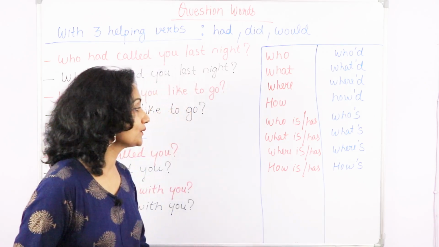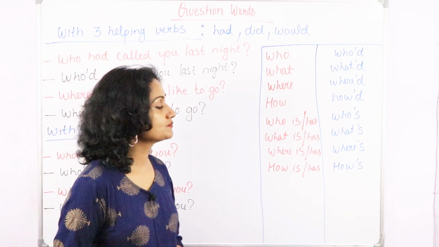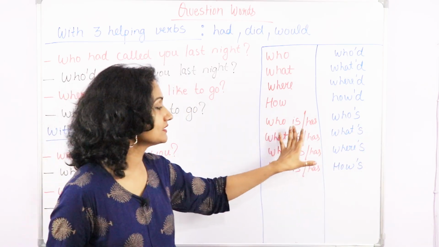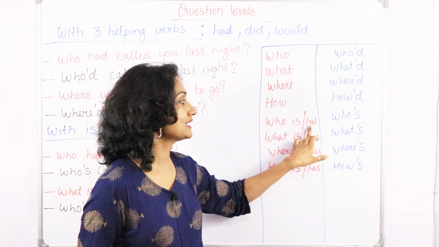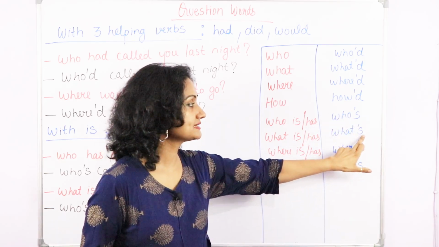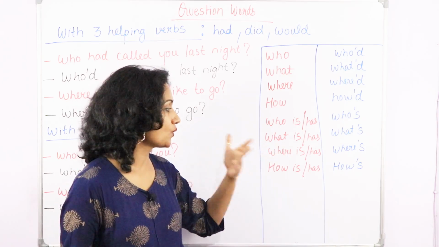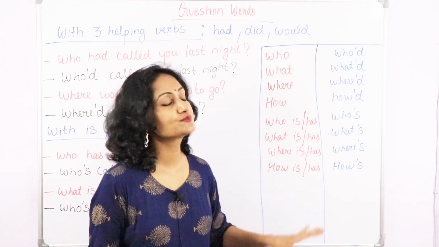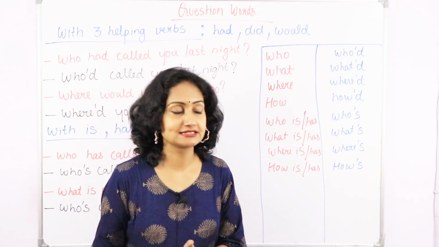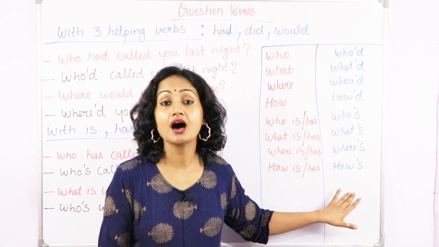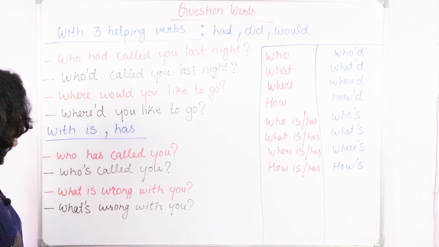Okay. Now what is or what has becomes what's. What apostrophe s. So here we are omitting I and HA. So apostrophe s. Okay, so what's. Now where is, where has becomes where's. And how is, how has, how's. Let's look at the examples.